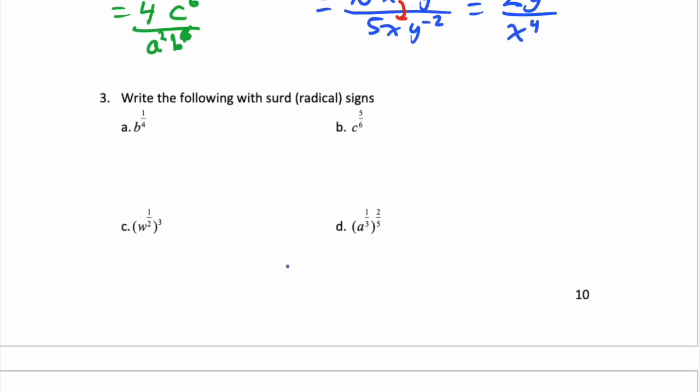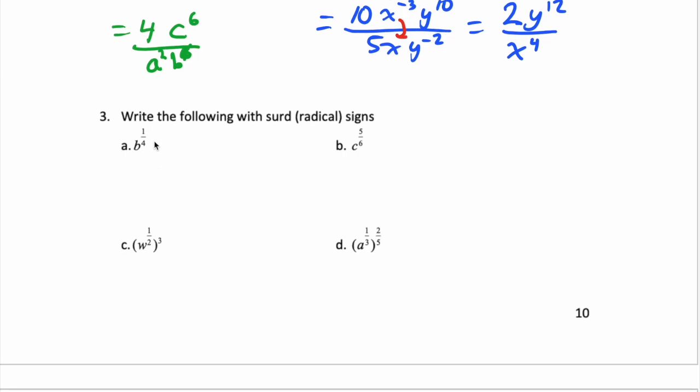Okay, and we can also write exponents as surds. To the power of 1/4 is the same thing as the 4th root of b. And here you have a fraction, and the denominator is the surd part, so it's the 6th root of c to the power of 5.